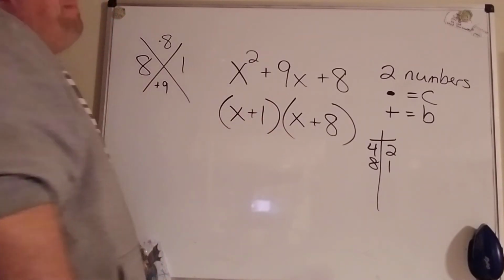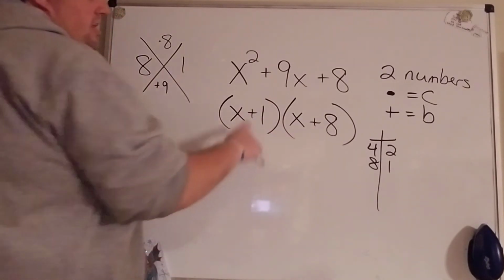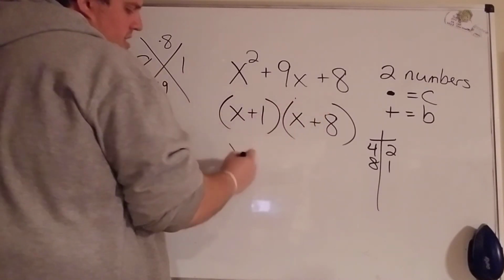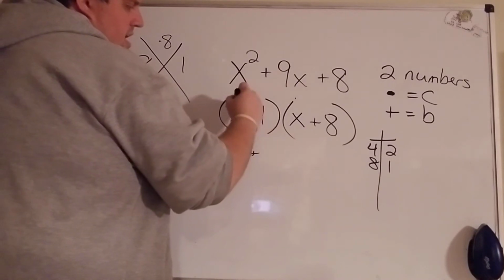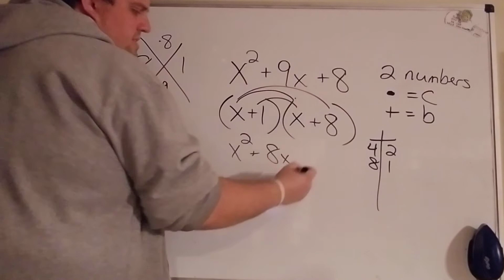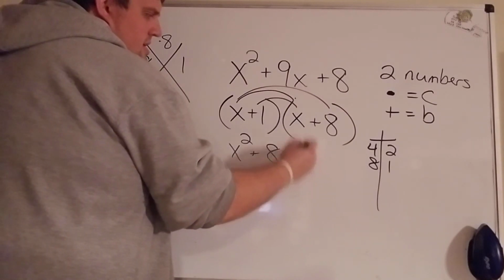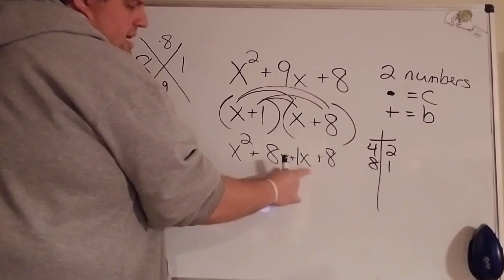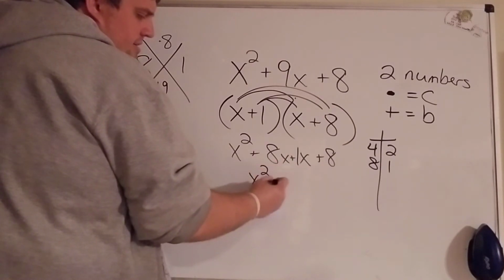Because if you look at what happens here, if I redistribute, x times x is x squared. x times 8 is 8x. 1 times x is 1x. And 1 times 8 is 8. That's where this is coming from, because we can add our like terms together.